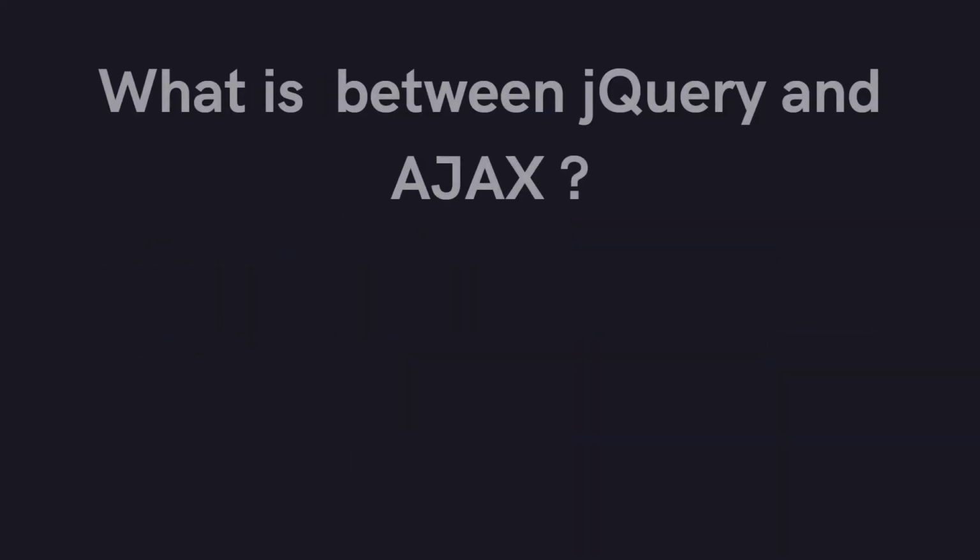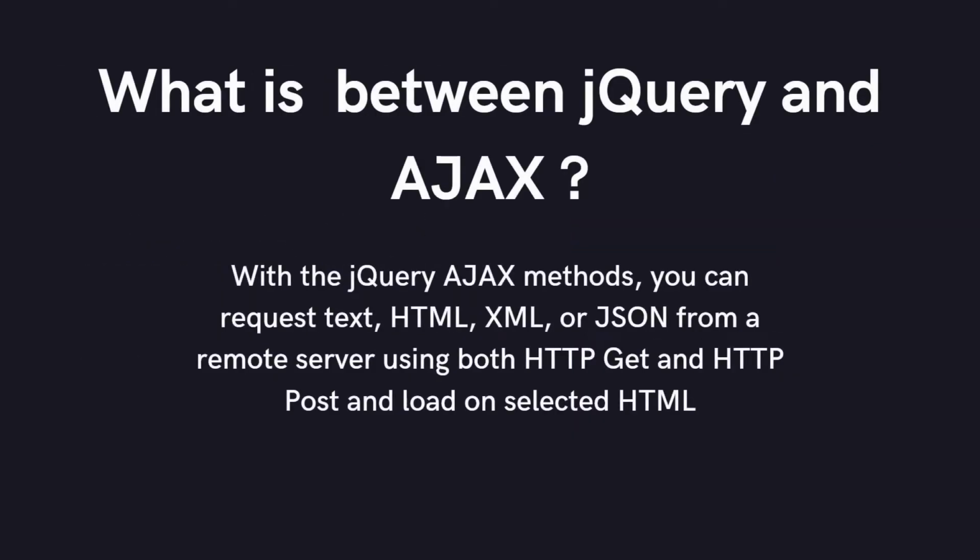And next, what is the difference between jQuery and AJAX? Well, jQuery has the AJAX method, in which we can get, load and post data, and we have no conflicts. We can manage all those things, which are an important part of the web API. With the jQuery AJAX method, you can request text, HTML, XML or JSON from a remote server using both HTTP get and HTTP post, and load it on the selected HTML.